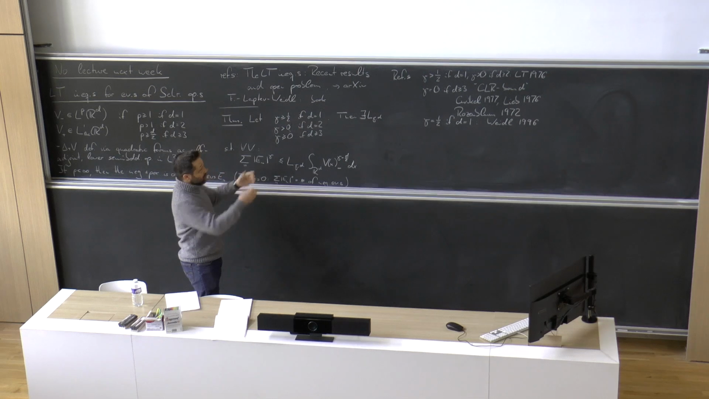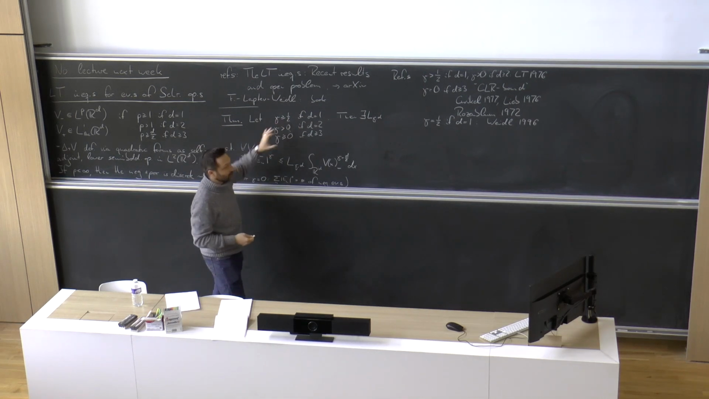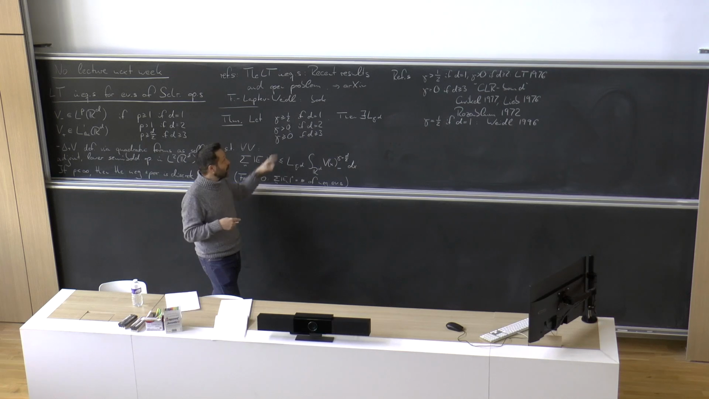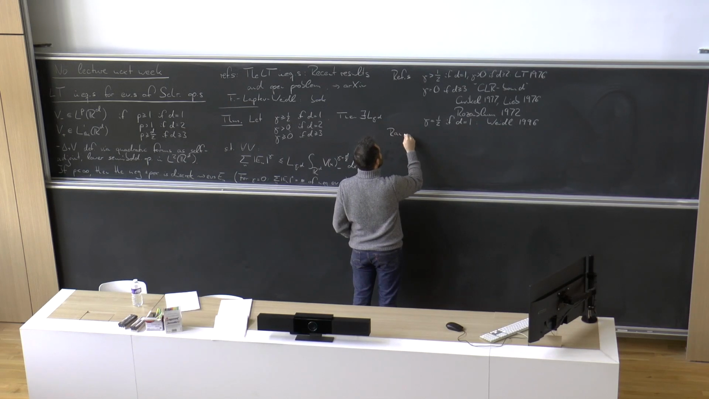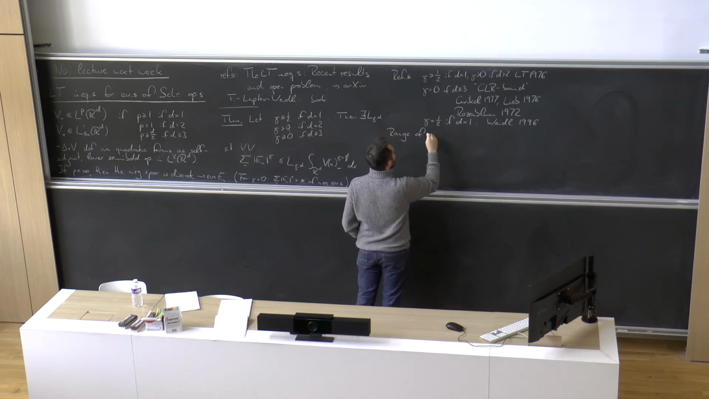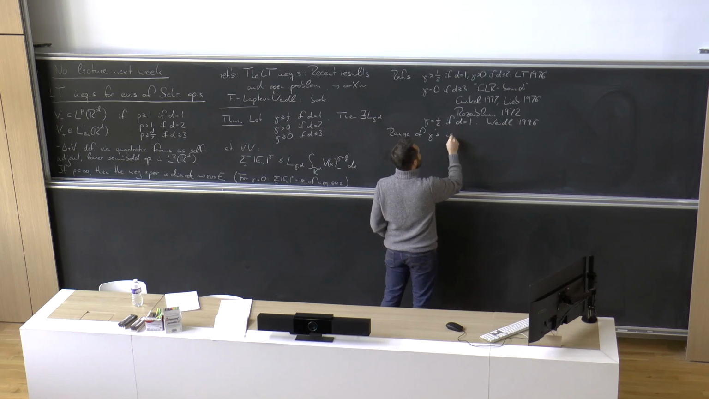Now, of course, when I was calling this the endpoint, what I was saying implicitly is the inequality cannot hold beyond that range. Okay, so if you go in dimension 1 below 1/2, or if you look at gamma equal to 0 in dimension 2, that cannot be true. Okay, so range, and we'll see that in a second. Range of gammas is what?